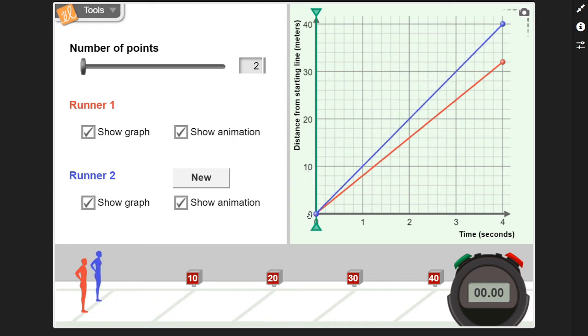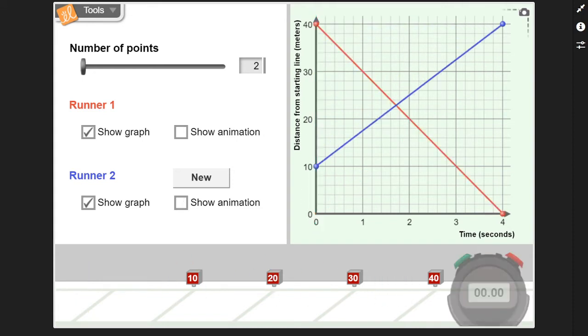So if you had, for example, a question that said the person starts 10 meters away from the starting line, then you would have to place it here, 20 meters away, 30 meters away, 40 meters away. This is their starting point.